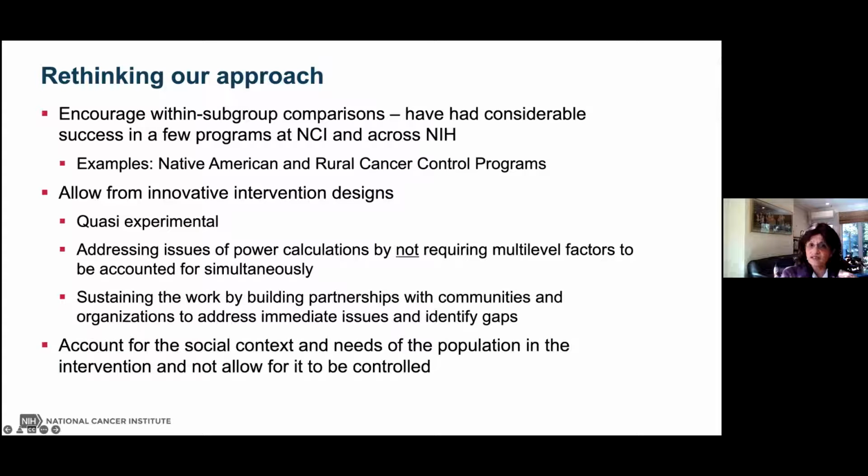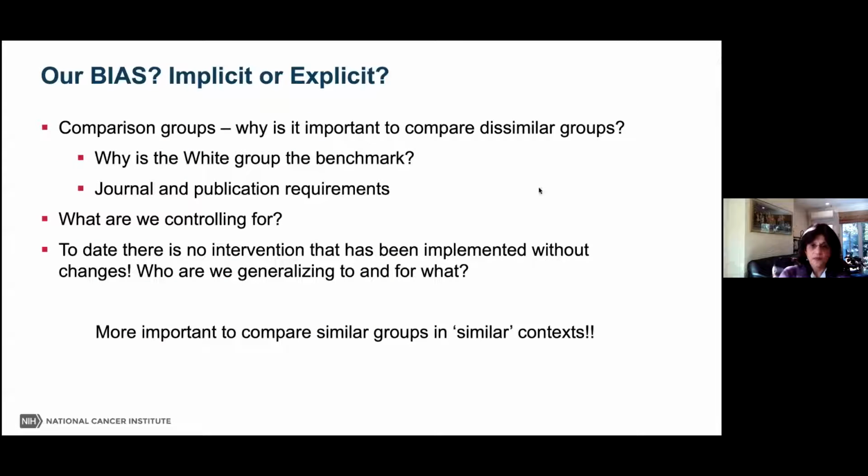We have to allow for innovative intervention designs, quasi-experimental. When we say we're doing multi-level factors, you should not require power calculations which take all those factors into account. Then your cell size is 5, and that's not feasible. We have to build partnerships and sustain them to identify the gaps and do what the community wants us to do. And I don't think we can move the needle if we don't do that.